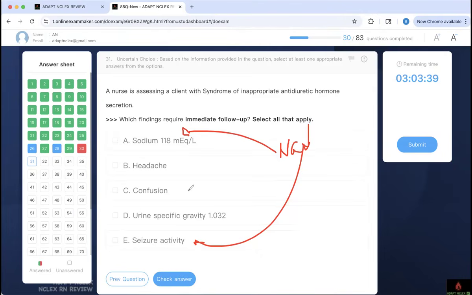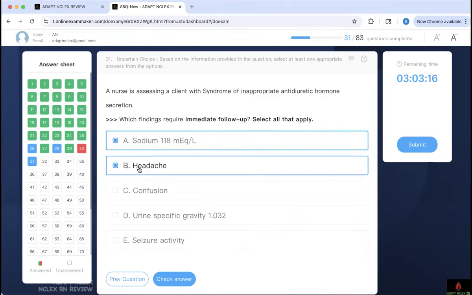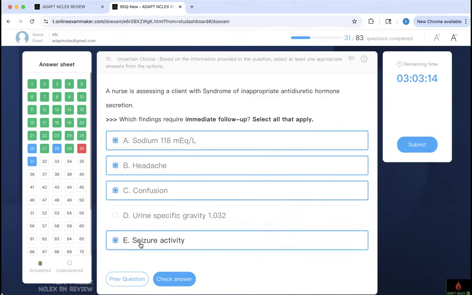And I have confusion here. And if you have headache, it's showing that you are fluid overloaded. I'm worried about it. Your urine specific gravity is going to go up. I don't worry too much. It does not require immediate follow-up, and therefore, those are the ones I would pick. The lab value is manifesting as low sodium. You're getting headache, you're getting confused, and you have seizures.